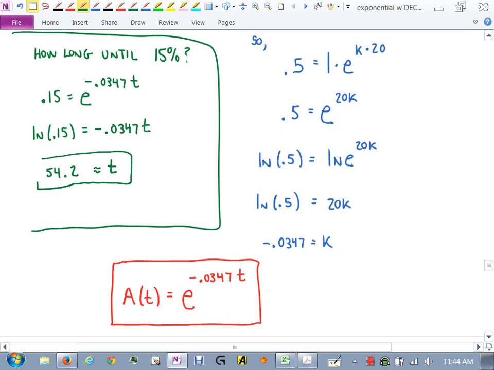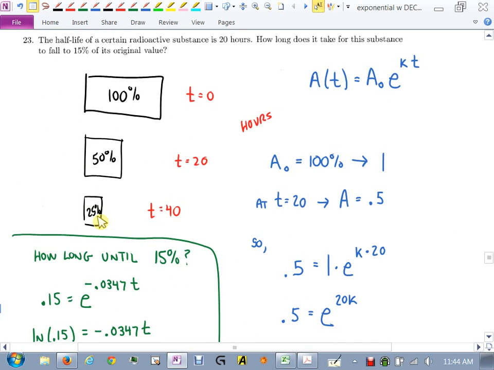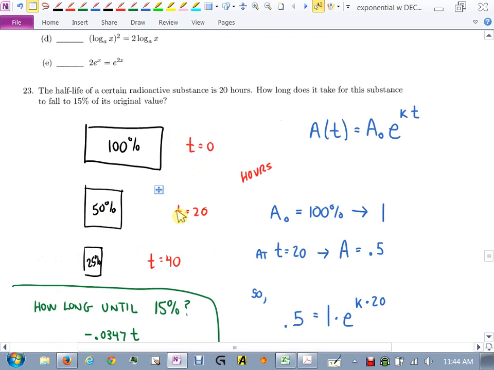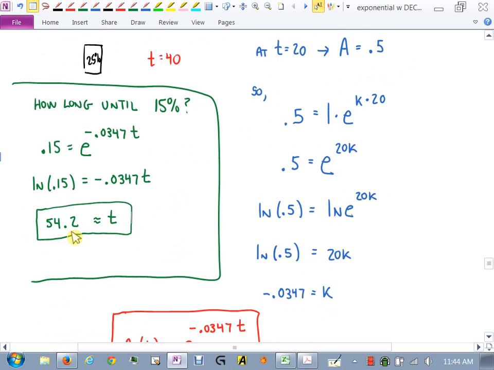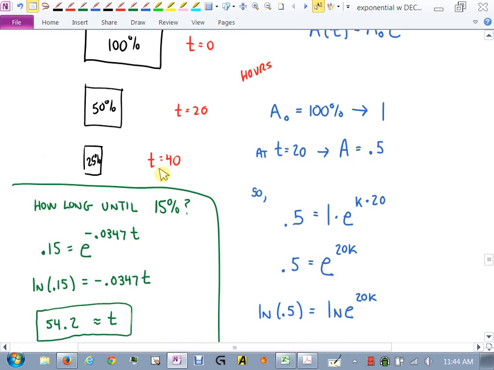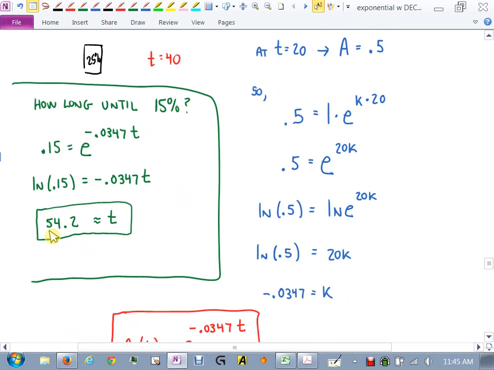You need to be able to get that on your calculator, okay? Now, think about your answer. Does it make sense? It took 20 hours for 50% to be there. It took 40 for 25%. Does it make sense that it would take 54.2 for 15% to be there? I think so. I think that makes sense. Because how much would be there after 60 hours? Half of that, right? 12.5. So it shouldn't quite be 60 hours. It's exactly 54.2.